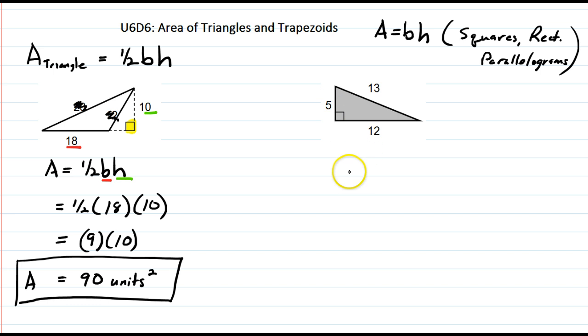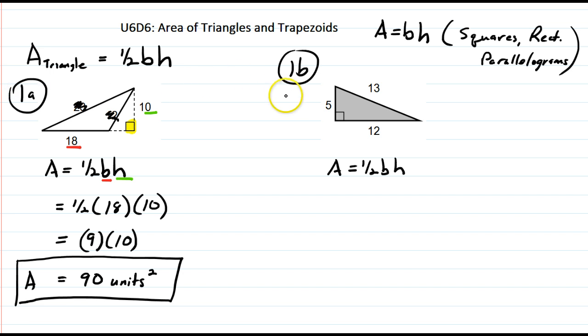Okay. Again, you want to write your formula down for the triangle. A equals 1/2 base times height. You're going to do this one on your own. This is 1B, this is 1A. You only need two numbers, so you need to identify the base and the height, and so one number you're not going to use.